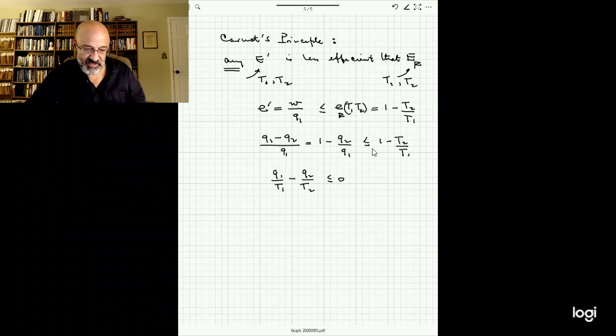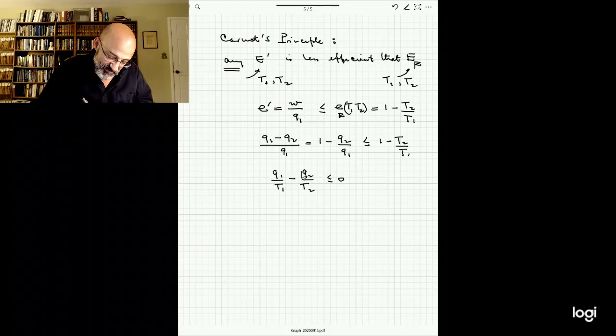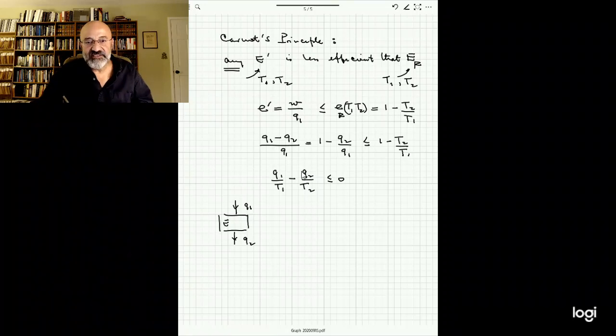So far, you see, I haven't written anything. It's just another way of writing Carnot's principle. E prime is less than ER, but if I massage it a little bit, I can write this expression. Now, instead of writing the expression in terms of Q for the engine, so here's your engine, and this guy absorbs Q1 and releases Q2.